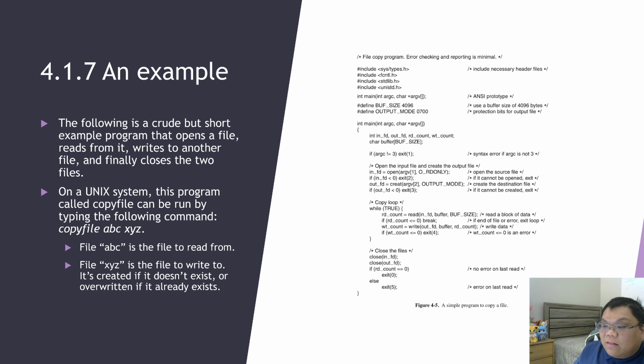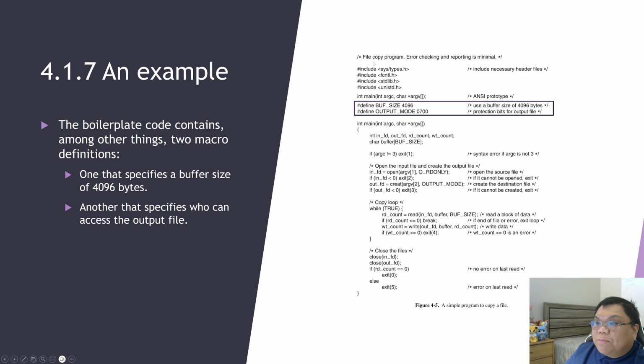If the destination file does not exist, the program creates it. If the destination file already exists, the program just overwrites it. At the start of the program is a bunch of boilerplate code that, among other things, includes these two macros. The first one specifies that our buffer size is 4096 bytes. The other one specifies protection bits for our output file.